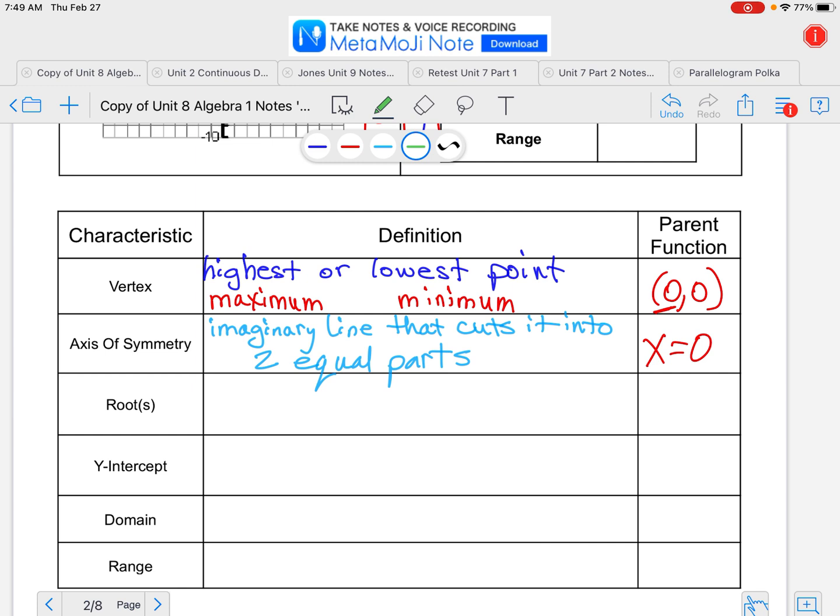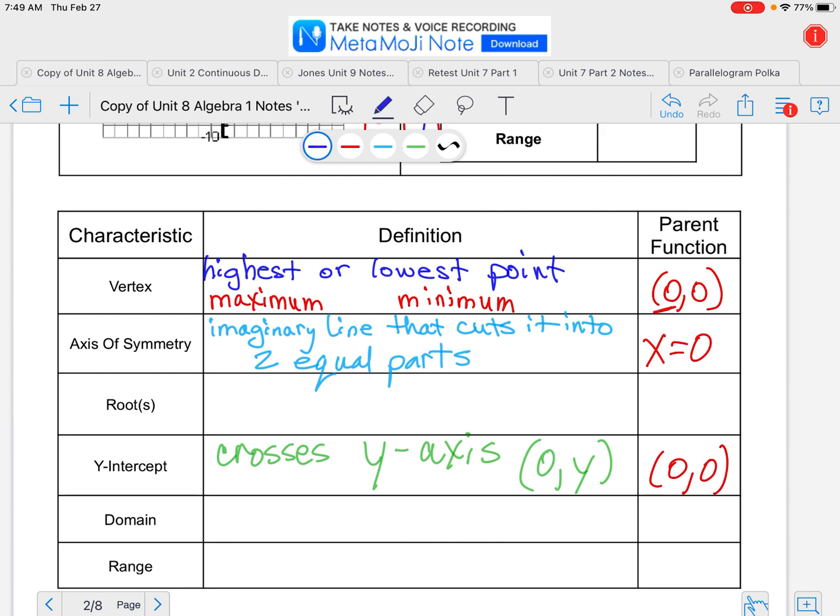We know what a y-intercept is. The y-intercept is where the parabola crosses the y-axis. It's where x is 0, and then you have a y value. On the parent function, it's still 0, 0.